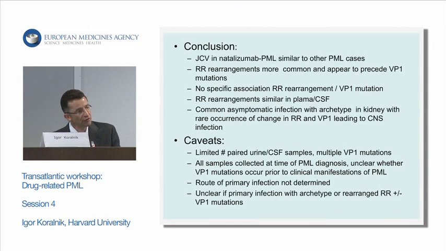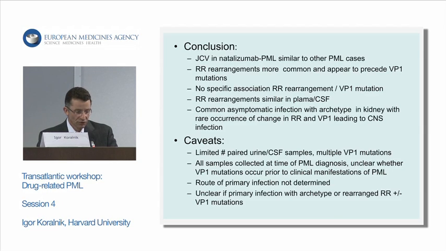So their conclusion for that paper is that JCV in natalizumab PML was similar to other PML cases, that the regulatory region rearrangements were more common and appear to precede VP1 mutation. There was no specific association of this rearrangement with one or the other VP1 mutation, and these rearrangements were similar in the plasma and the CSF. And they postulated a common asymptomatic infection of the archetype in the kidney, with then rare occurrence of changes in the regulatory region and VP1, leading to CNS infection.